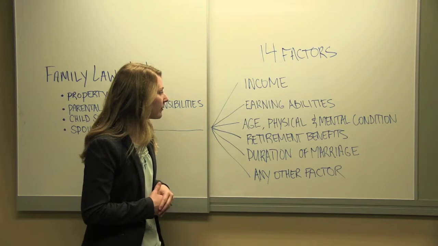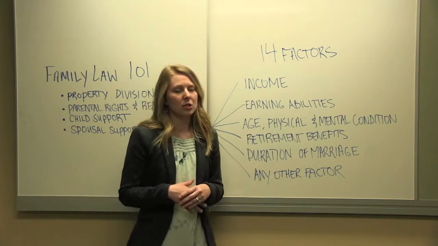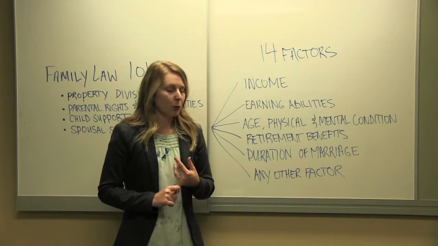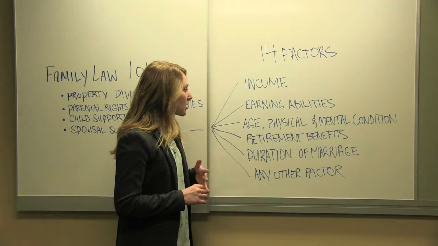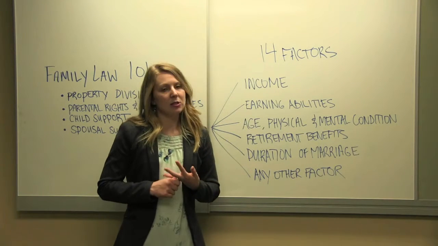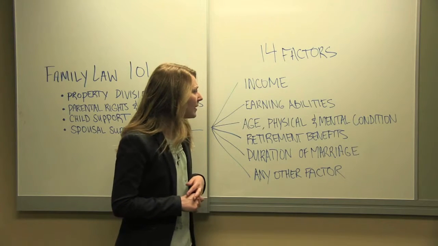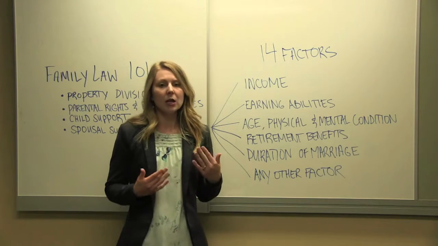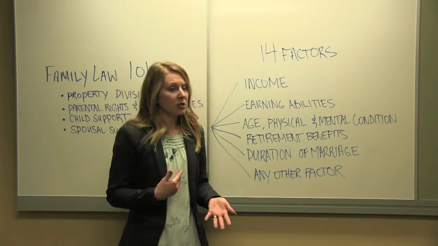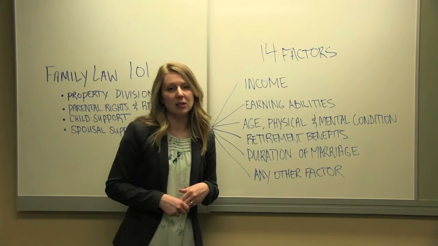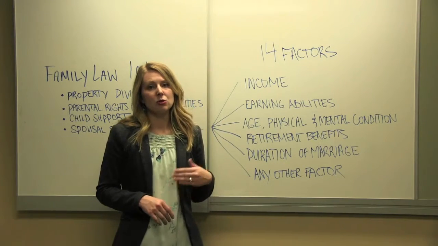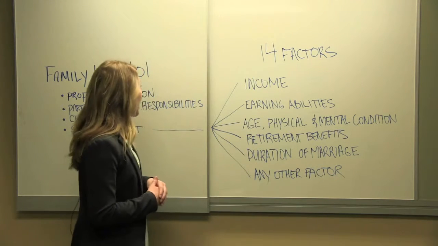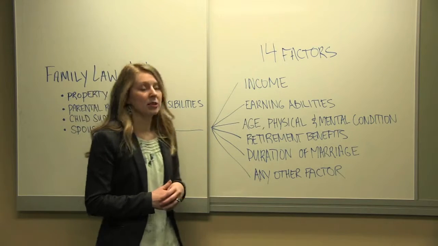The third factor we have here is age, physical, and mental condition. The court wants to take into consideration the age of the parties. Generally, the older the parties are as they're going through this process, the longer the spousal support award will be. And the physical and mental condition is also a factor, because if one of the parties has developed a physical condition or a mental condition which prevents them from working, then the court needs to be able to supplement some of that income, if any, with the spousal support award.